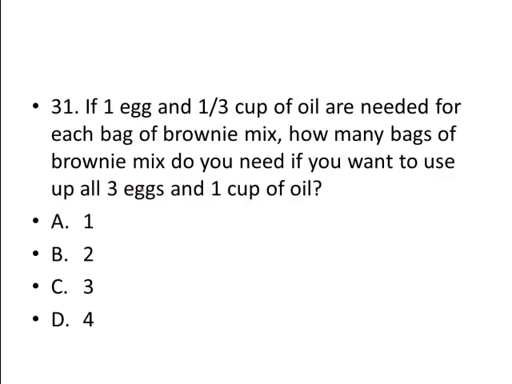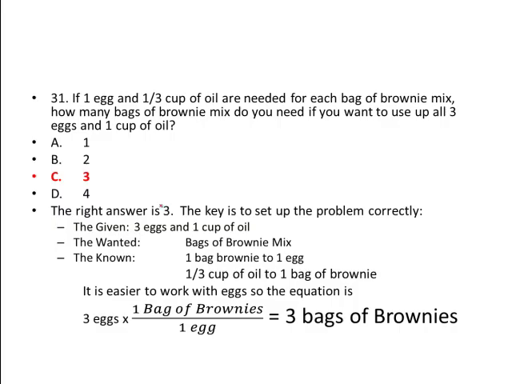Here we get to do an actual example of stoichiometry. So if we have 1 egg and 1/3 cup of oil needed, we need to figure out how many bags of brownie mix we have. If we just did 1 bag of brownie to 1 egg, 3 eggs means we need 3 bags of brownie mix, which would be the right answer, which is C.